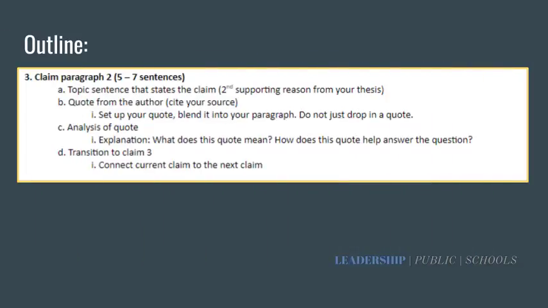Your claim paragraph number 2 should also be about 5 to 7 sentences long. Again, it should start with a topic sentence that restates the claim, mentioning the specific second supporting reason from your thesis. Again, you should quote from an author or source, setting up your quote and blending it into your paragraph. Like your first paragraph, you should analyze the quote with an explanation of what it means, and how it helps to answer the question. And then transition to your third claim paragraph by making a connection between Claim 2 and Claim 3.